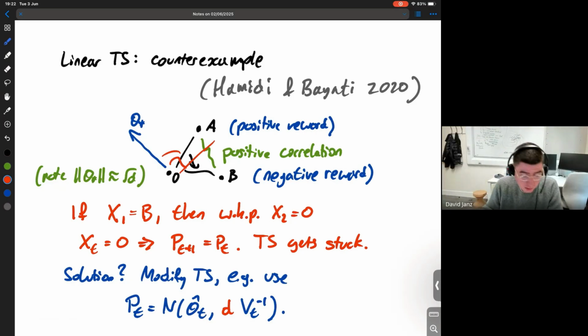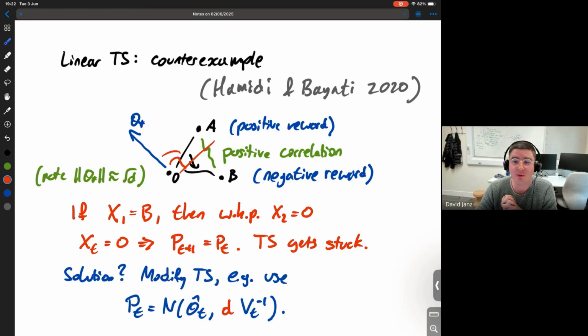And if theta star is sufficiently large, you end up needing this inflation of factor of d, or some other trick to make Thompson sampling work. Thompson sampling by itself, with the likelihood you would like to choose, fails.